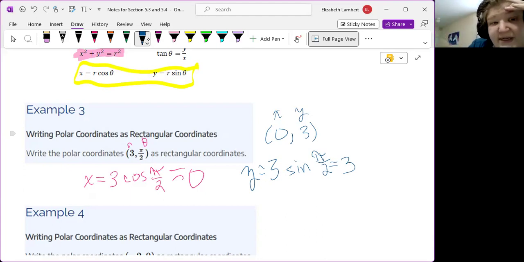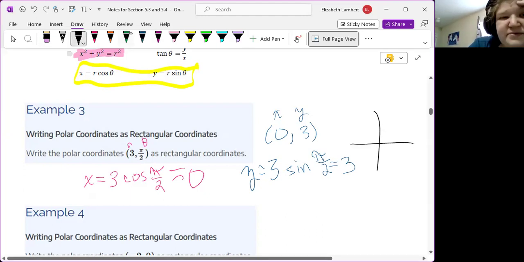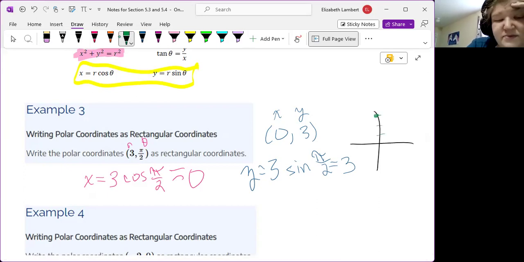So that point 3, pi over 2 is the same as, don't go x and then go up 3 on the y.